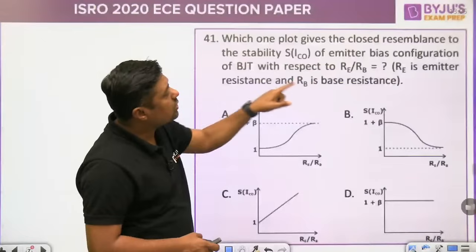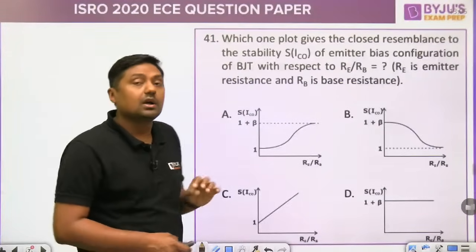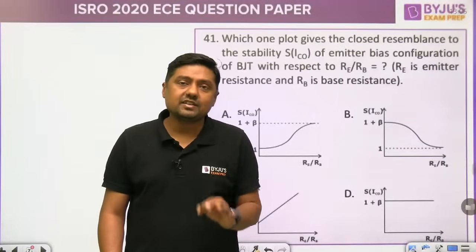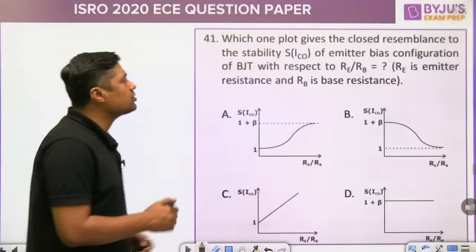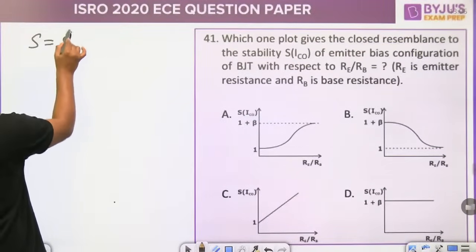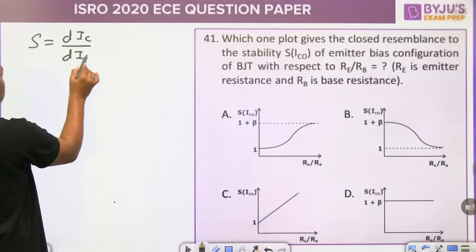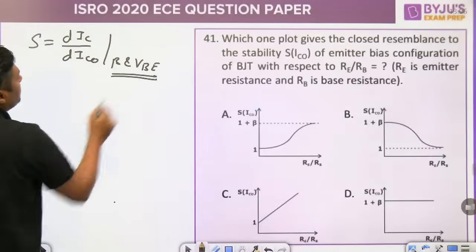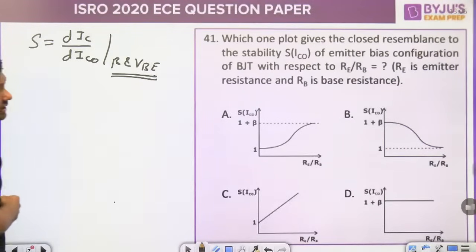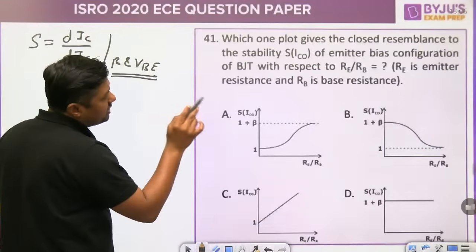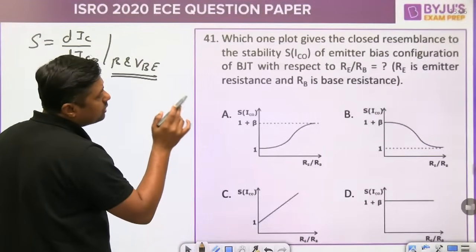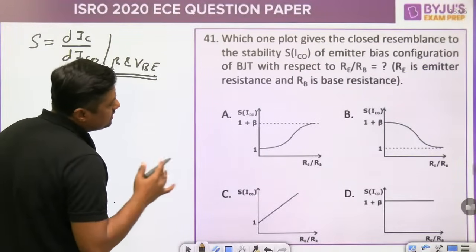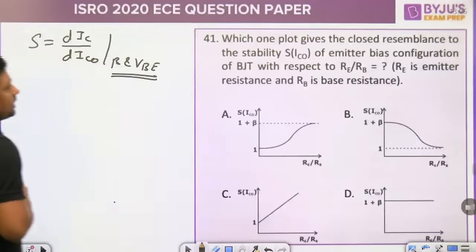Which plot gives the closest resemblance to the stability? So there are three stability factors. What are the stability factors? S, S dash, S double dash. Normally we get the question on S. S means change in IC because of change in ICO, when beta and VB are kept constant. That is called the stability factor. It resembles the stability of the emitter bias configuration of BJT with respect to RE upon RB. RE is the emitter resistance and RB is the base resistance.